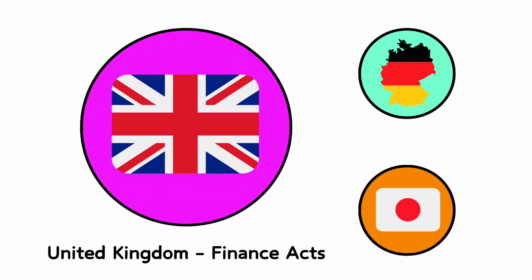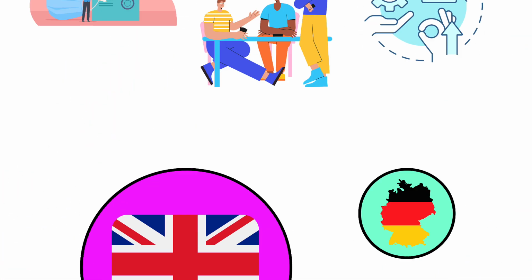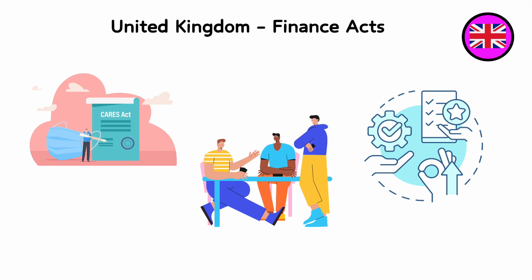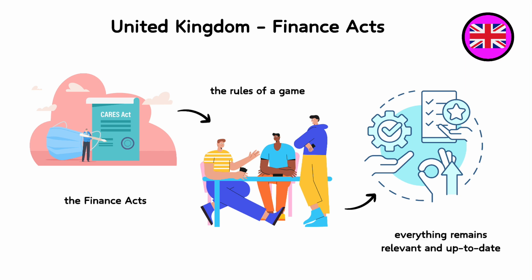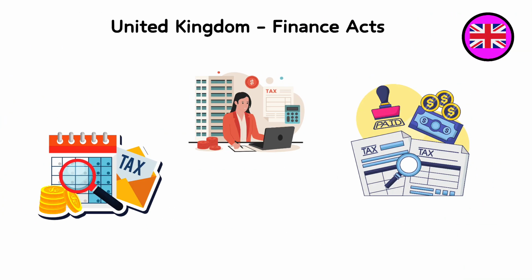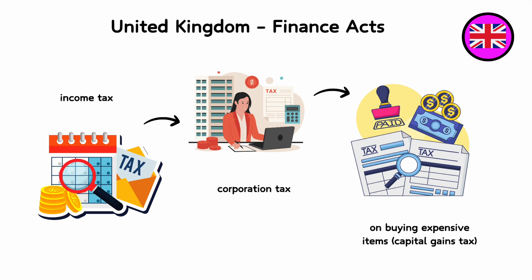United Kingdom Finance Acts. Every year, the UK updates its tax rules through something called the Finance Acts. Think of it like a yearly update to the rules of a game, ensuring that everything remains relevant and up to date. These acts cover how much money you need to give to the government from your earnings, income tax, how much businesses need to pay, corporation tax, and other taxes like those on buying expensive items, capital gains tax.